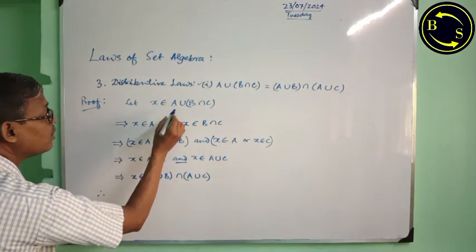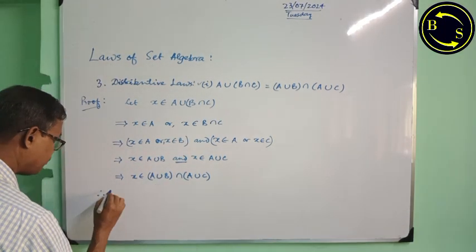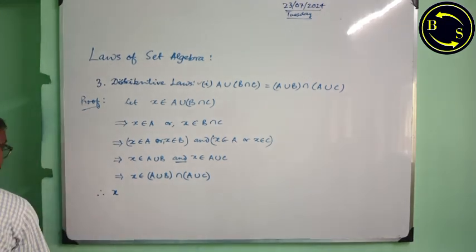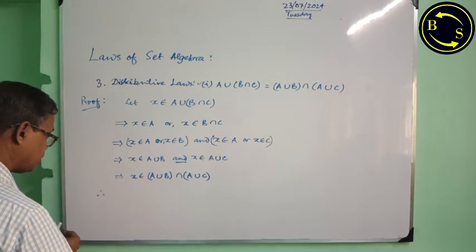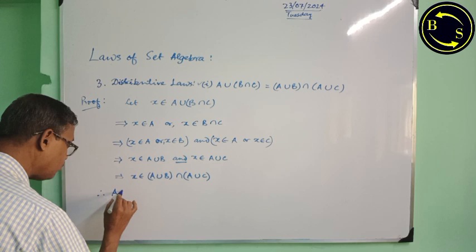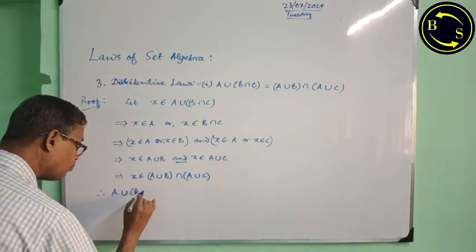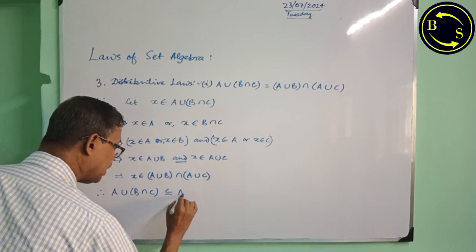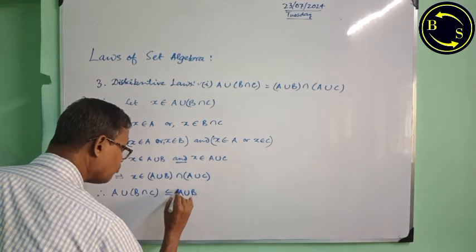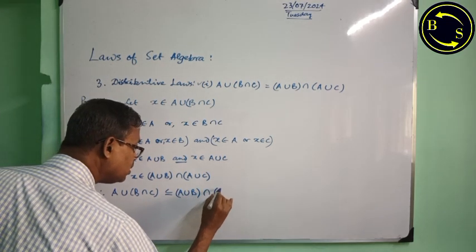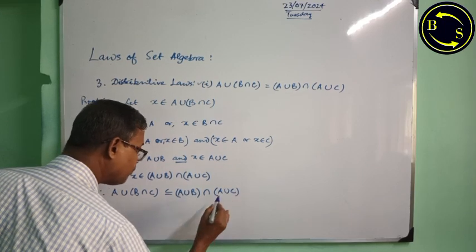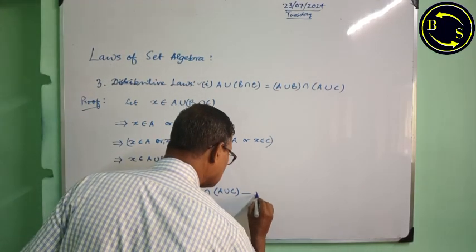Therefore, we can say this set is subset of this. A union B intersection C is subset of A union B intersection A union C. I call this number 1.